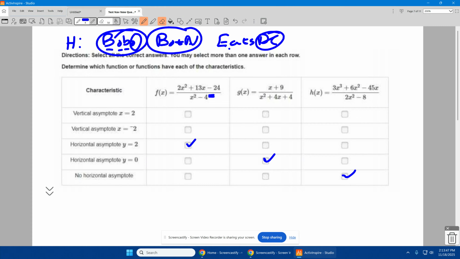I'm just going to say, hey, it's going to happen when that guy is 0. Notice this factors to x minus 2, x plus 2. So it's going to be negative 2 and positive 2. So it's going to be both for that guy. Here, this ends up breaking to x plus 2, x plus 2. So just a negative 2 is it. So just negative 2. So we check right there. Vertical asymptote at x equals negative 2.